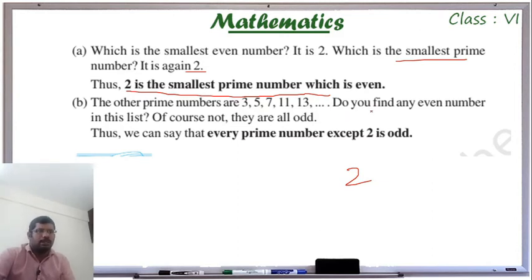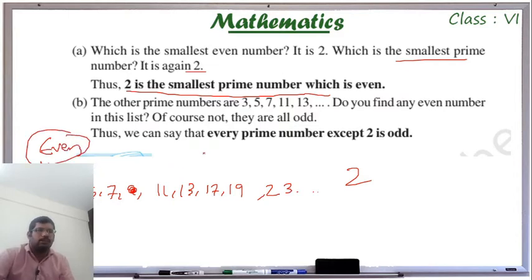Now, do you find any even number other than 2 in that list? For example, the prime numbers are 2, 3, 5, 7, 11, 13, 17, 19, 23, etc. In this list, only 2 is an even number. No other even numbers are there. So 2 is the only even prime.